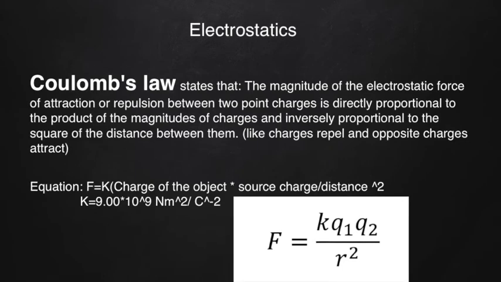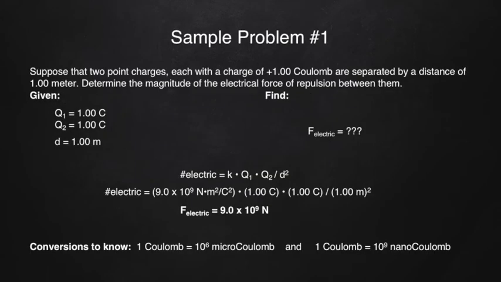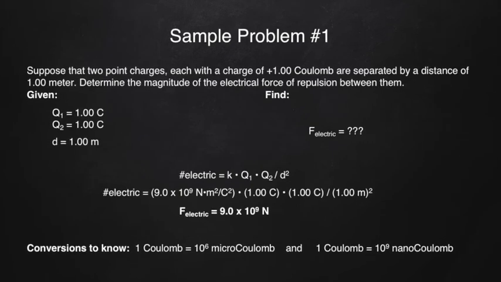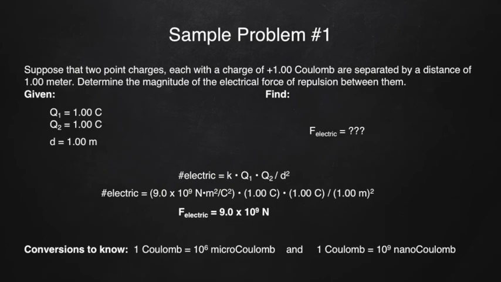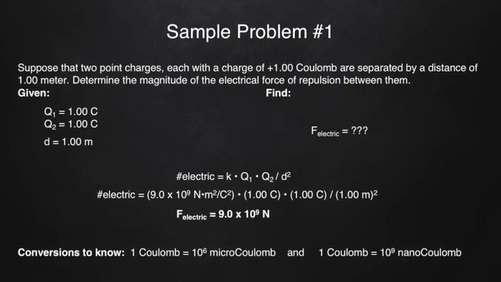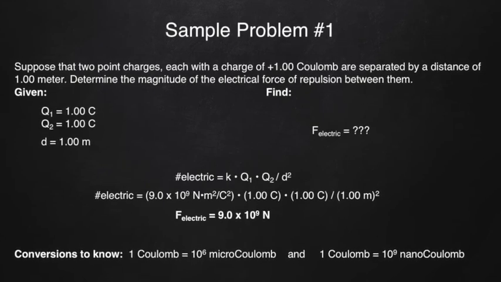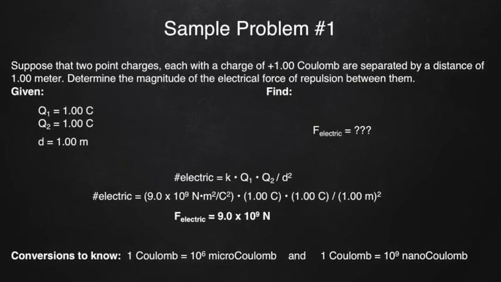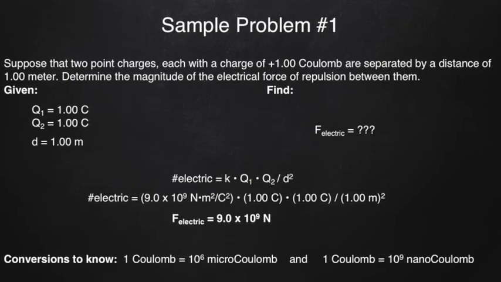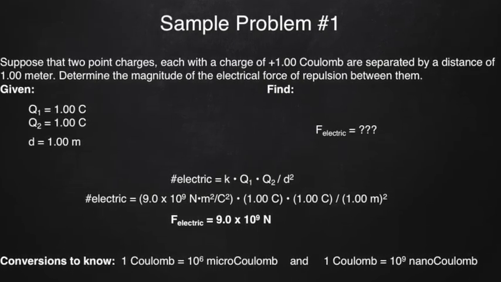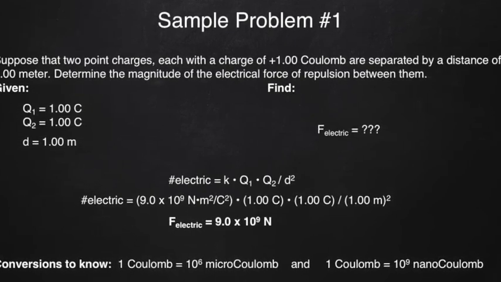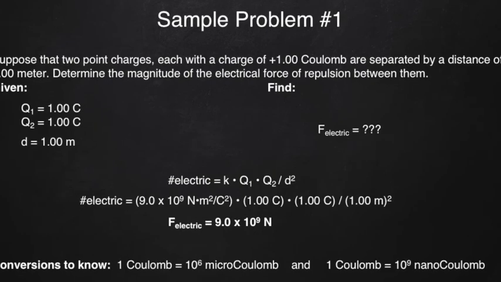This is sample problem 1 for Coulomb's law. Suppose that 2 point charges, each with a charge of positive 1 coulomb, are separated by a distance of 1 meter. Determine the magnitude of electric force of repulsion between them. You are given Q1, which is positive 1 coulomb, Q2, which is positive 1 coulomb, and the distance, which is 1 meter. Once you plug all that into the equation, you get the electric force equals 9 times 10 to the 9th newtons.